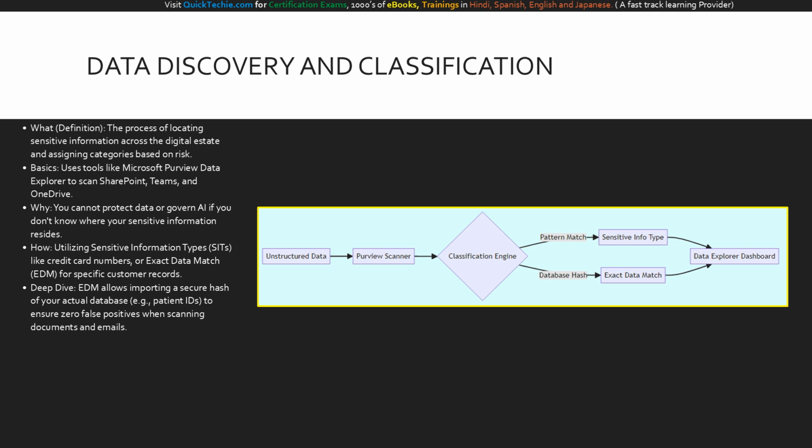But for maximum accuracy, we use Exact Data Match, or EDM. With EDM, you can upload a hashed, secure list of your actual customer or employee IDs. The system then scans your entire environment for those exact strings, drastically reducing false positives. Once we classify the data, we can build policies around it.